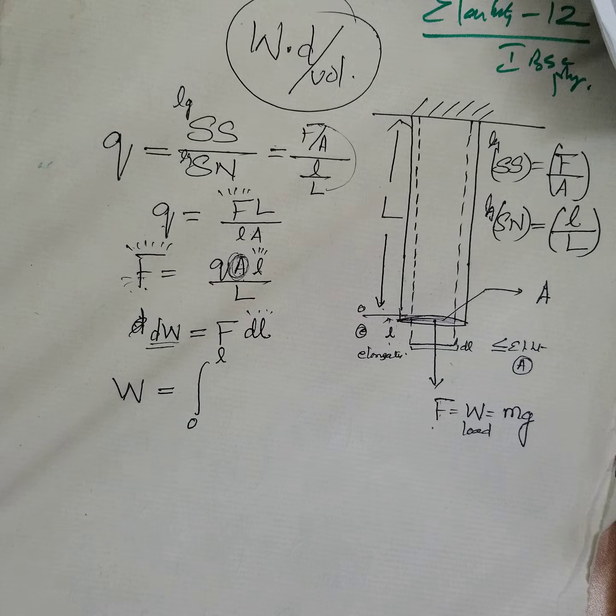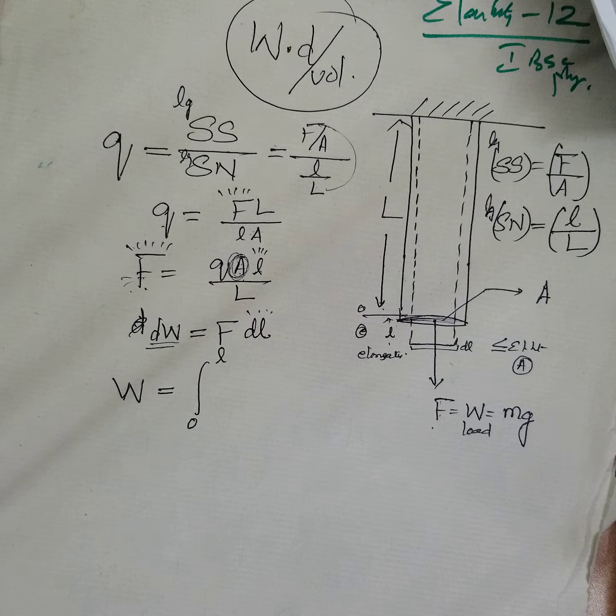Then work done per unit volume of the material. What is the volume of the material? Volume is equal to area into length, the volume of the cylinder. V is equal to A into L. So work done per unit volume is half F into l divided by A into L.